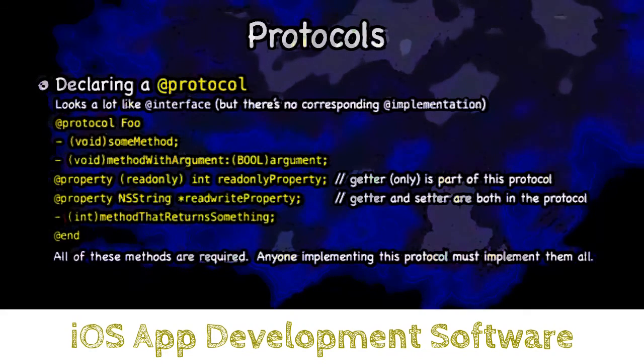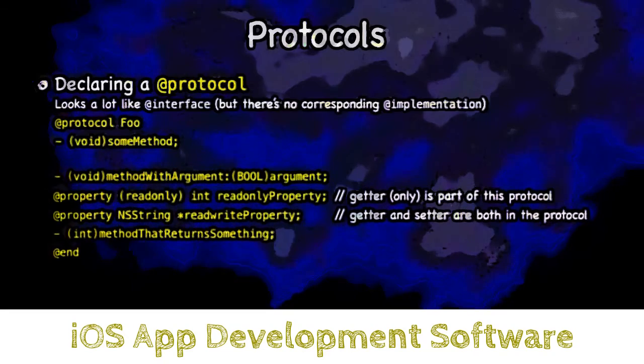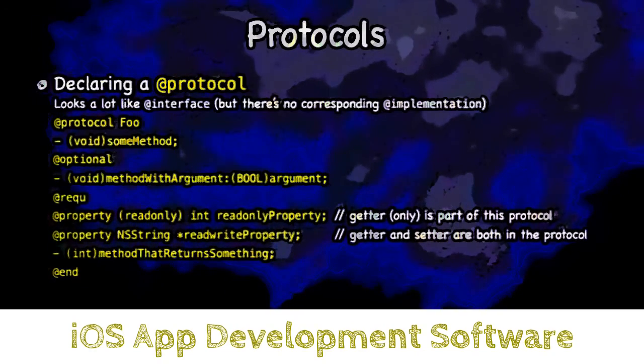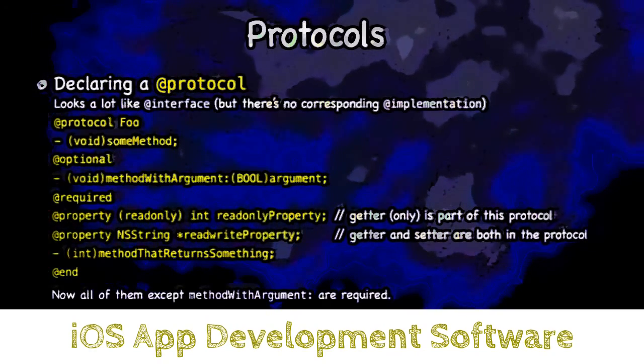Okay, so that means if someone wants to say that they implement this protocol, they have to implement all these methods, and so those are all the methods in my little sample protocol here. You can make some of them optional by putting @optional in there. And now all the rest of those are optional. So now in this example, some method is required, but all the rest are optional. And you can put @required again down a little lower. Now all of these are required except for method with argument, which is optional. Okay? So we're basically defining a little pile of methods, some of which are required and some of which are optional. That's what a protocol declaration is all about.